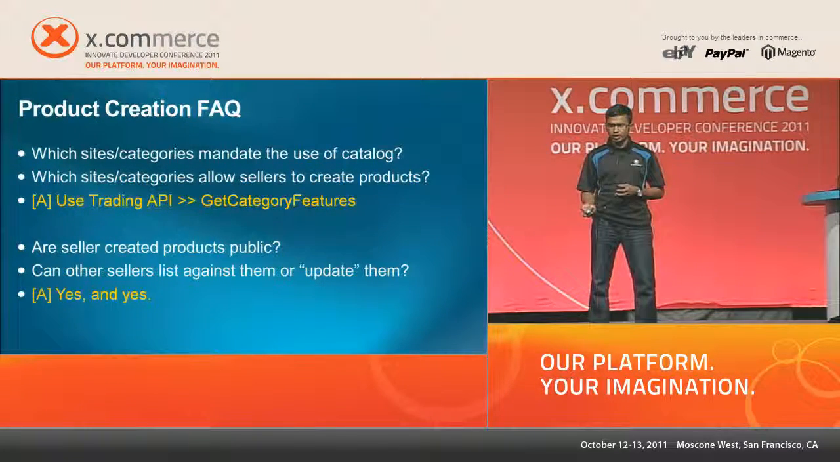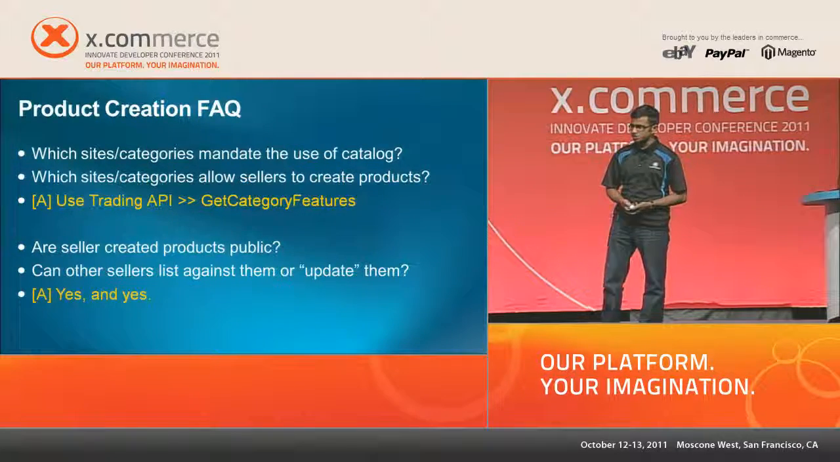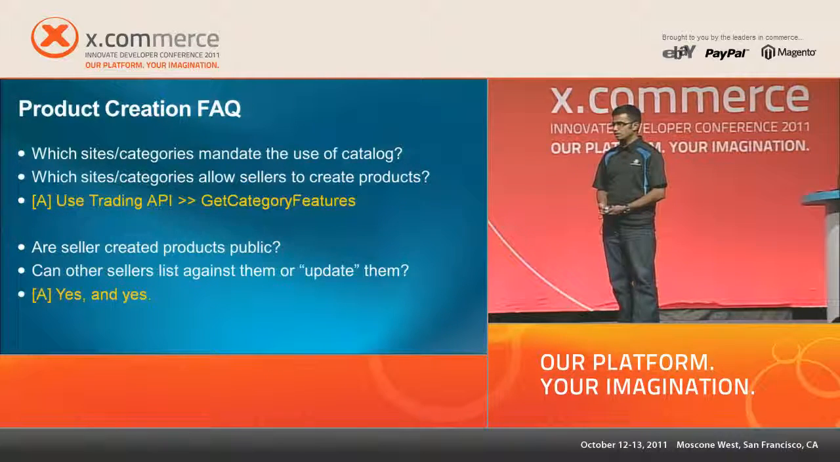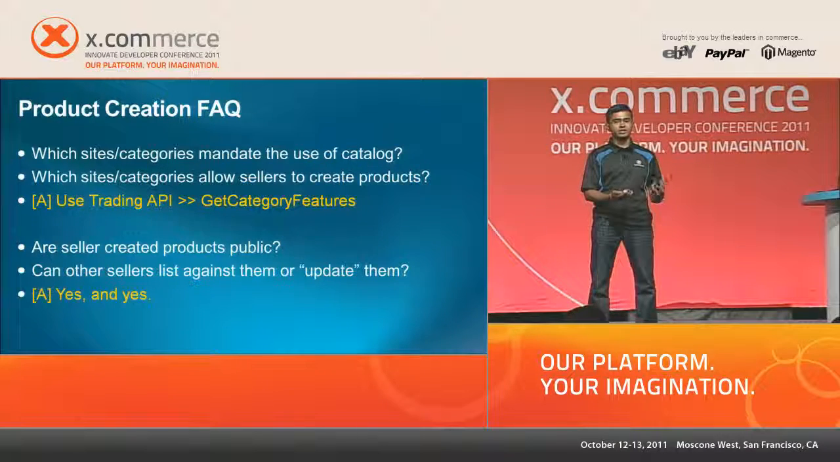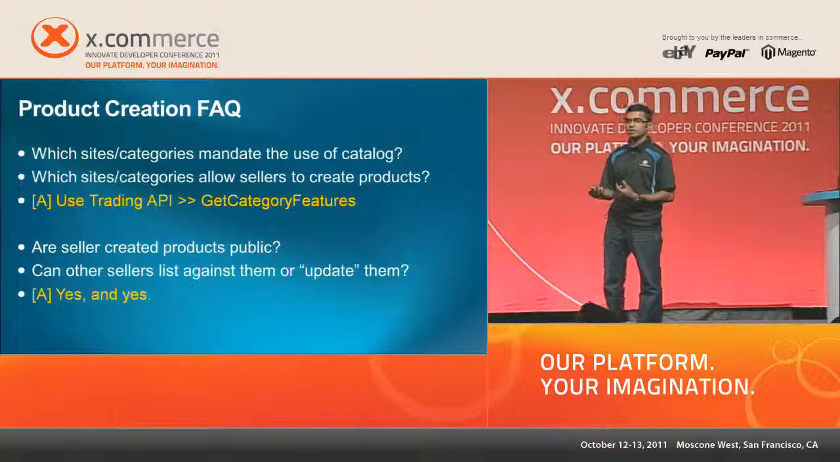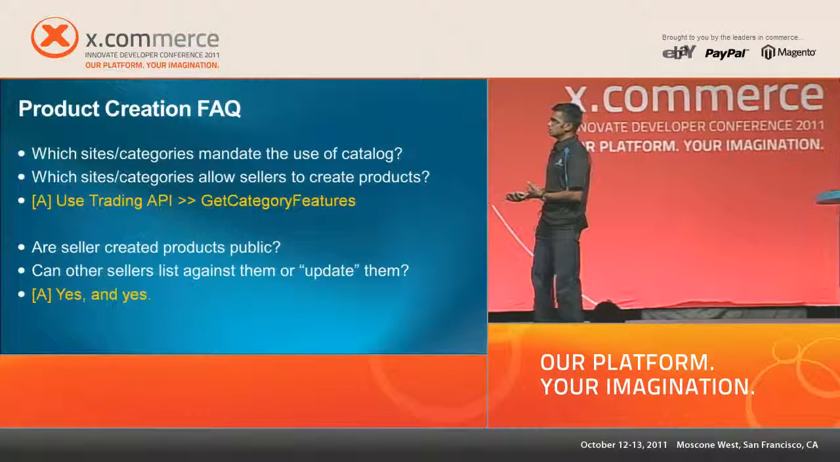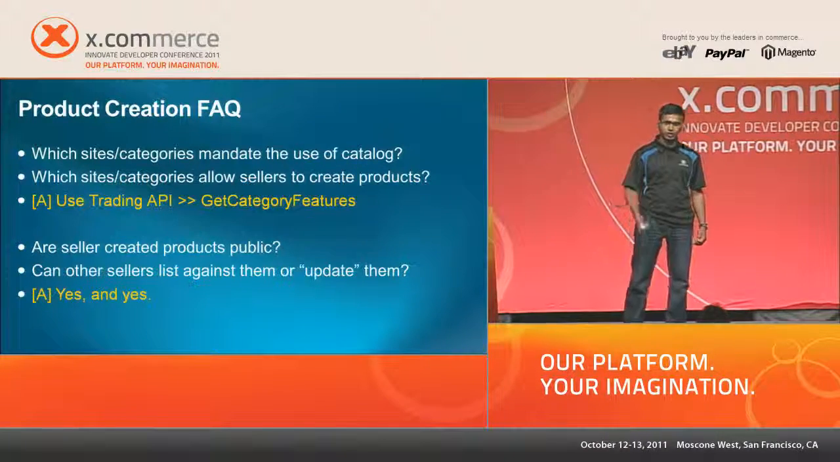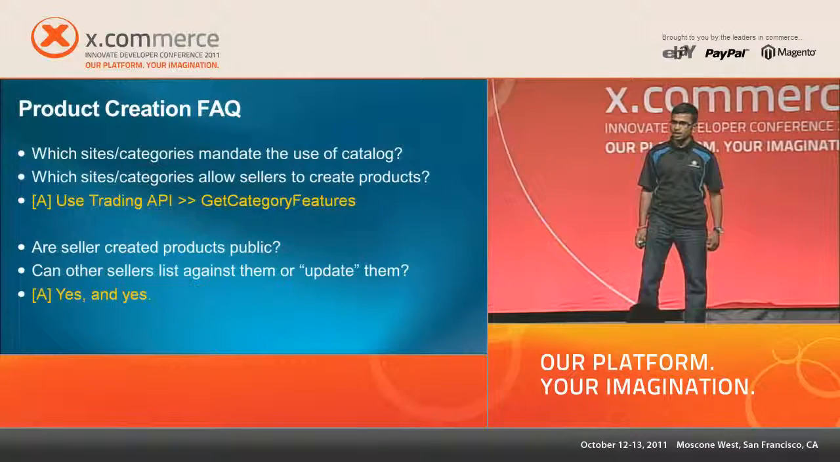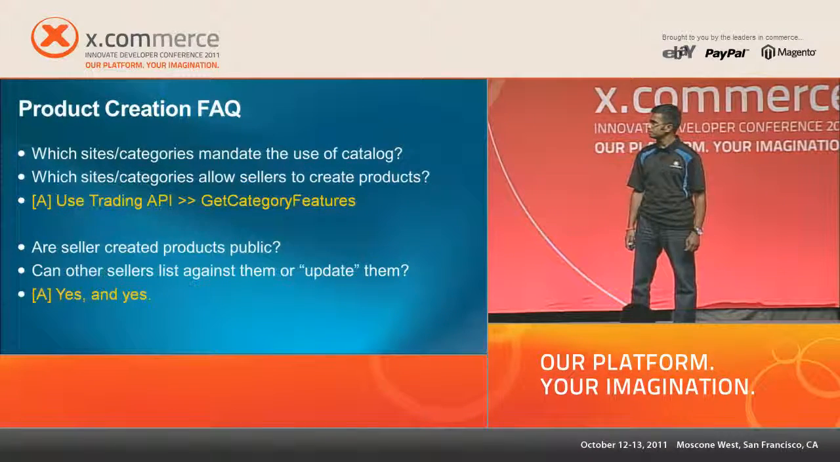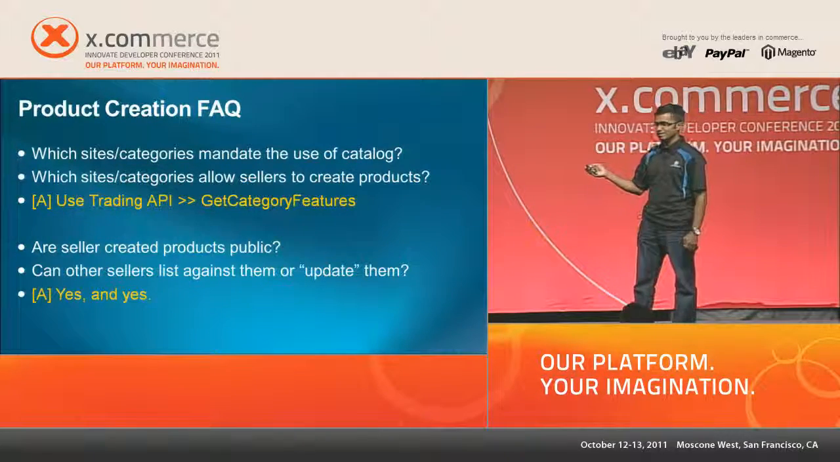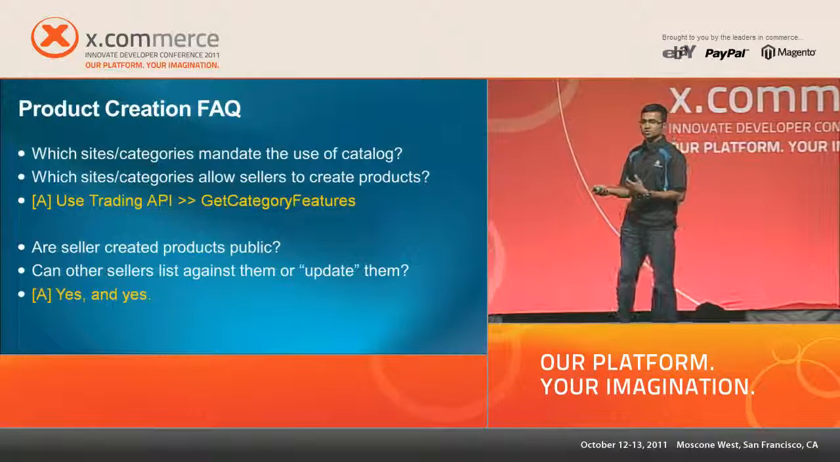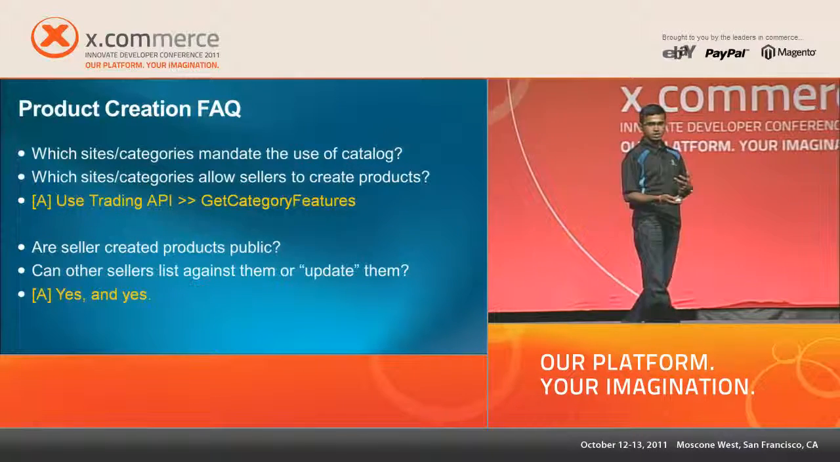I will have some time for Q&A at the end, but here are some of the most popular questions we receive about this feature. The first is, as somebody already asked, how do I know which categories and sites support this functionality? How do I know which category I can create a product in, and which category am I mandated to list with products? Both that information you can query using the Get Category Features API, which comes under the Trading API family. And the second question is a lot more popular and something that we almost immediately receive as soon as we pitch this new functionality.